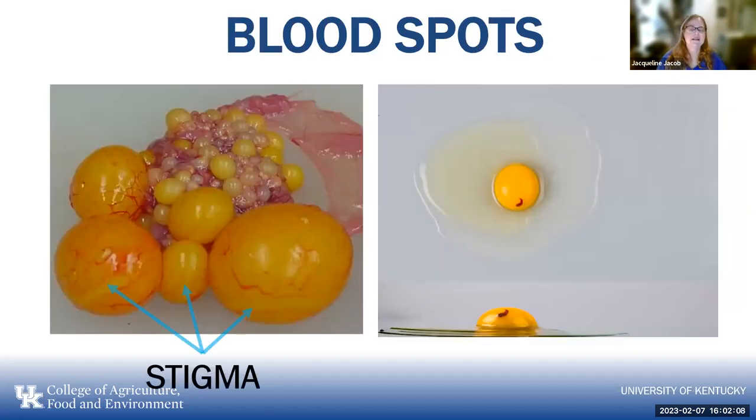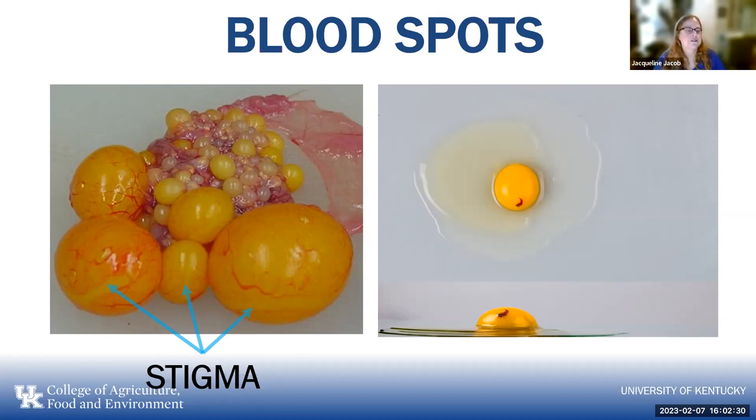Sometimes you will see blood in the eggs. I get a lot of people who think that means it's a fertile egg. No, you're just getting blood in the egg. On one of the Ask Extension questions, a woman was concerned that she had a rooster somewhere in her hens because she was finding these blood spots in the eggs.